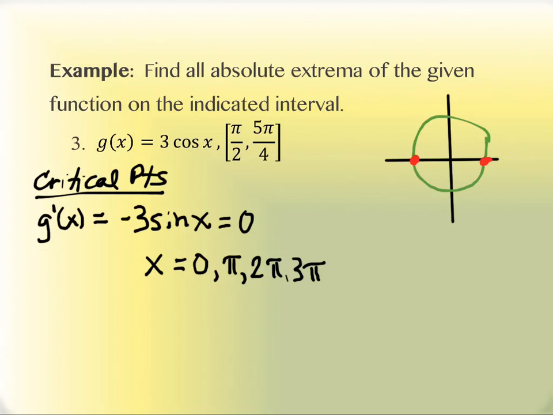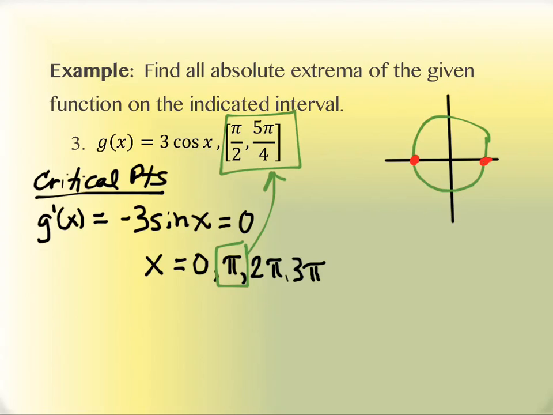Now, not all of those values are really valuable to me right now because my interval restricts me to go from pi halves to 5 pi over 4. So which, if any, of these values are actually on my interval? Just pi. This is the only one in this interval, so it's the only one that I need to worry about. It is my only critical point on the indicated interval.